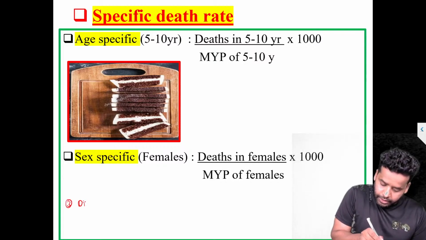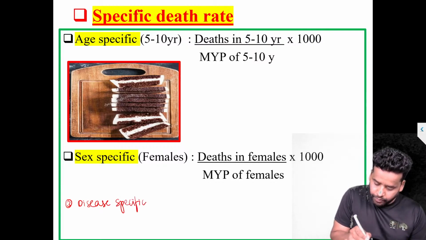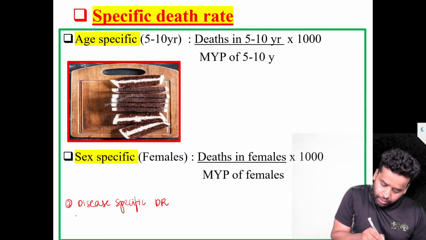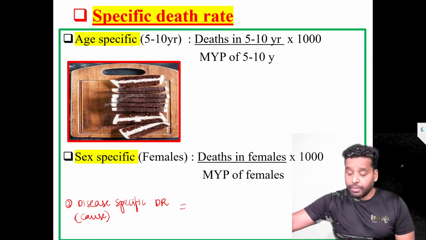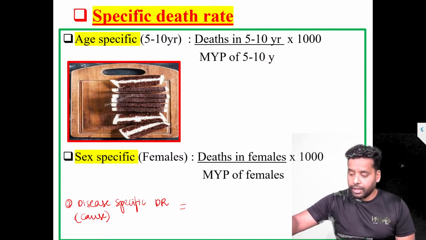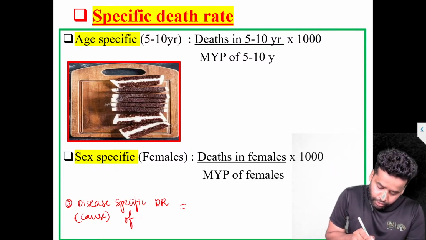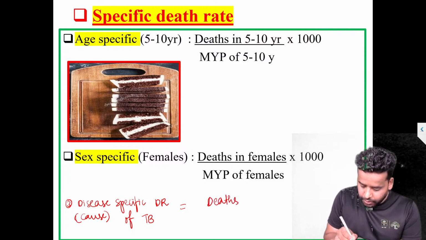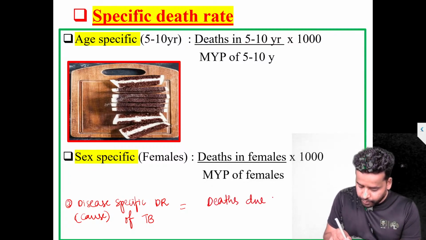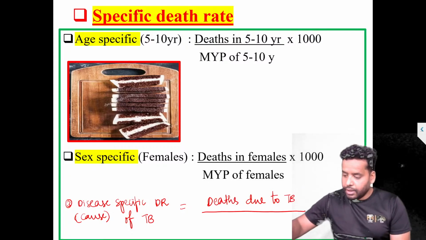Disease specific death rate, also called cause specific death rate. Here you make mistakes in the exam. That is why I am telling again and again. Highlight this formula. Disease specific death rate of tuberculosis, for example: the numerator is deaths due to TB. The denominator is anyone in the class.